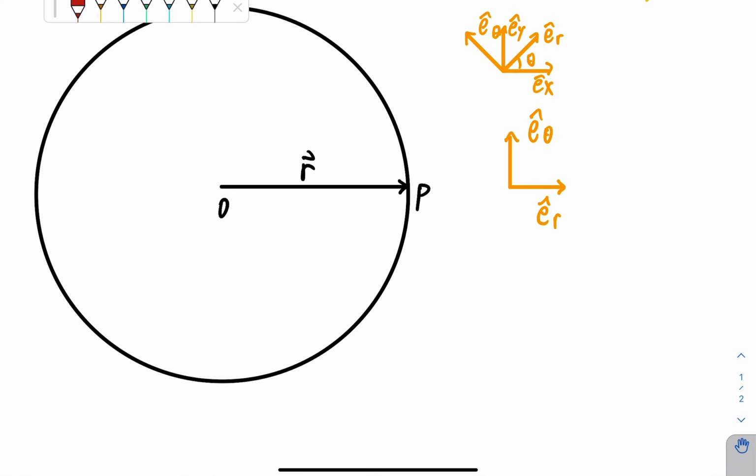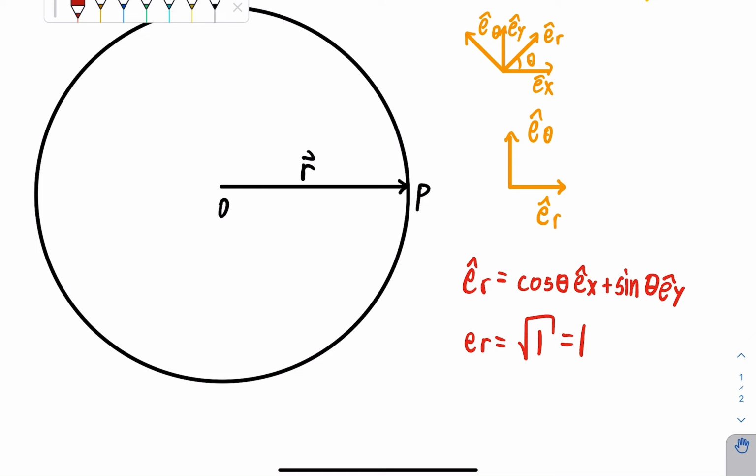Let's define e sub r. So e sub r is going to be equal to, its x component is going to be the cosine of theta times e hat sub x plus the sine of theta e hat sub y. Okay, now let's find the magnitude of e sub r. It's very easy, it's going to be the cosine squared of theta plus the sine squared of theta, which is equal to 1.